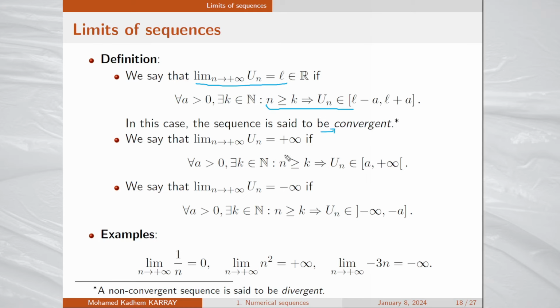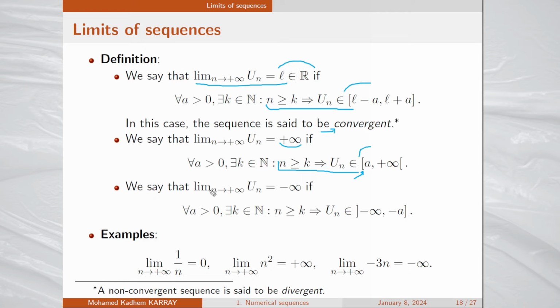On the other hand, we say that the limit of un equals plus infinity if, under the same conditions, whatever is the value of A, there exists some k such that n larger than k implies that un is within the interval A, plus infinity. So observe the difference here. For a finite real number L, the interval is in this form, whereas for the infinite case, the interval is in this form.